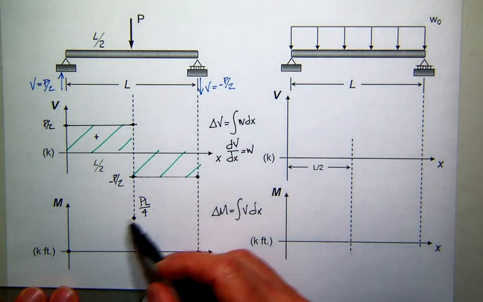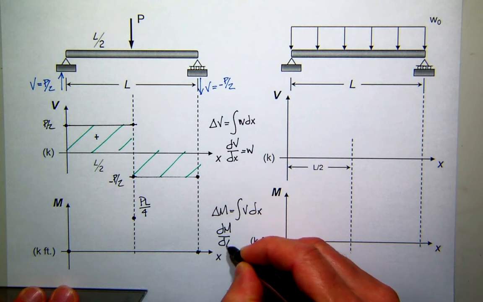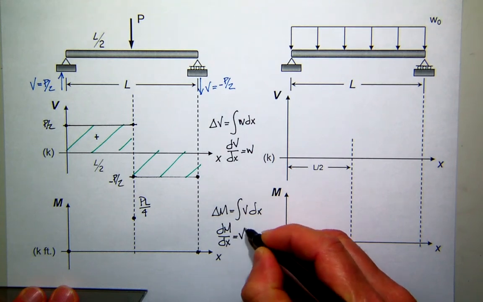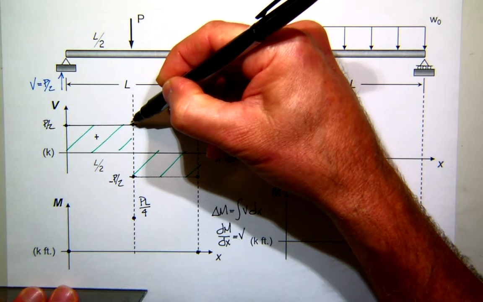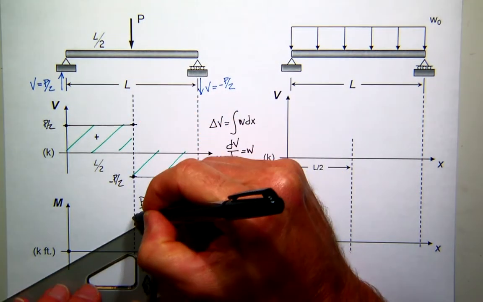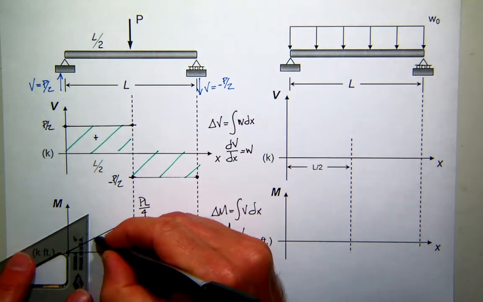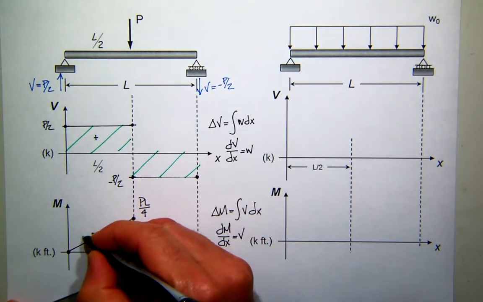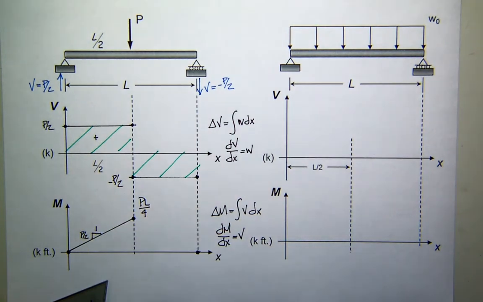What's the shape of the curve? Well, I know the slope of the moment diagram is equal to the shear. And what's the value of the shear everywhere? It's constant, and it's positive. So here's a constant slope that's positive. In fact, if you looked at it, you would see that it is P over 2 rise for every 1 run.